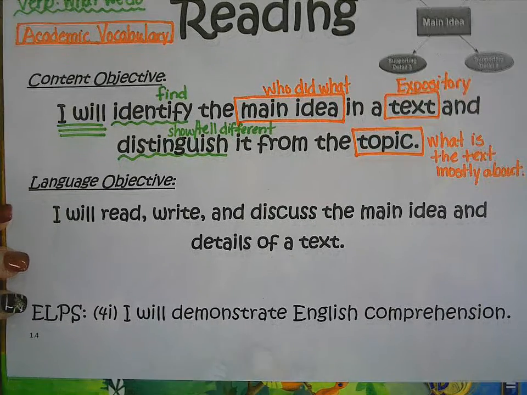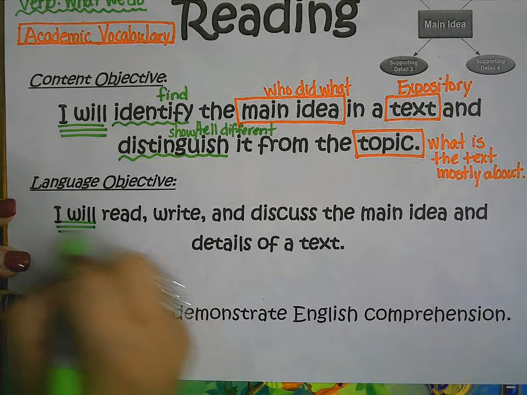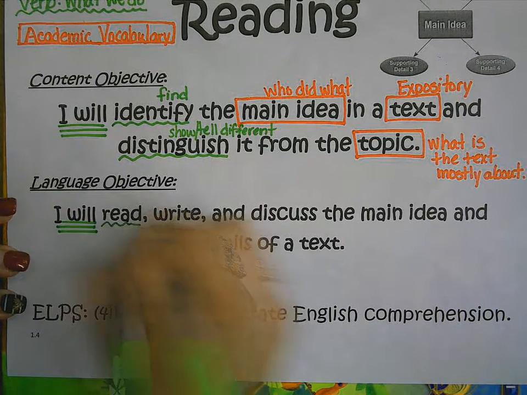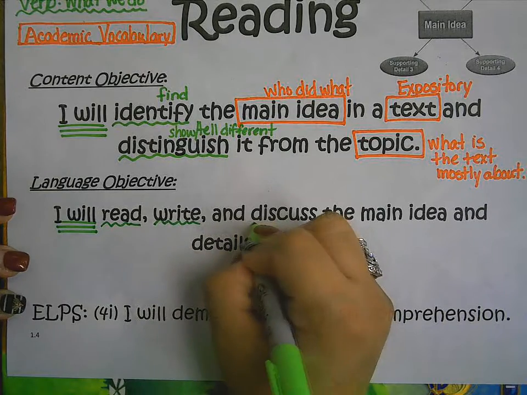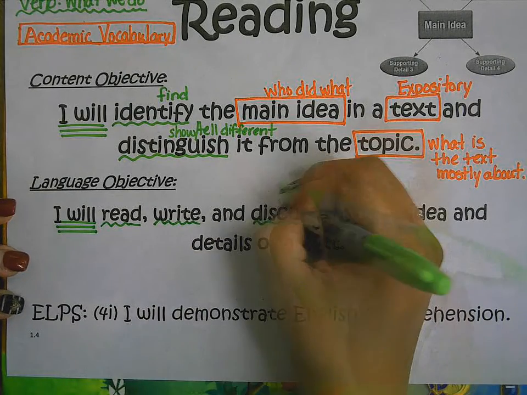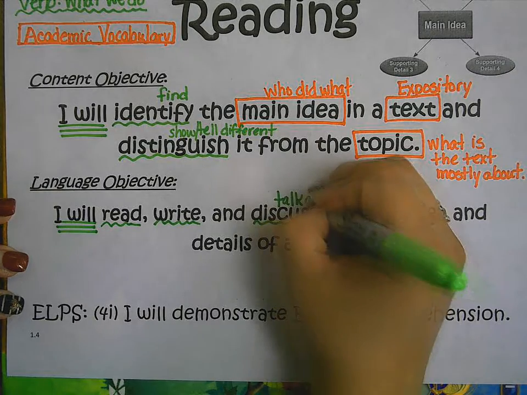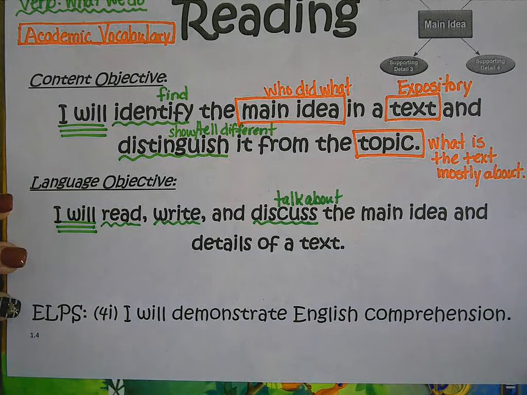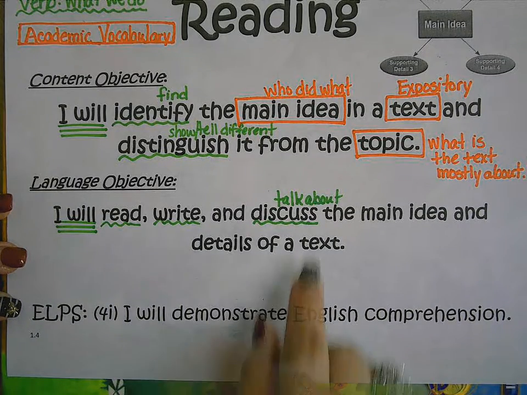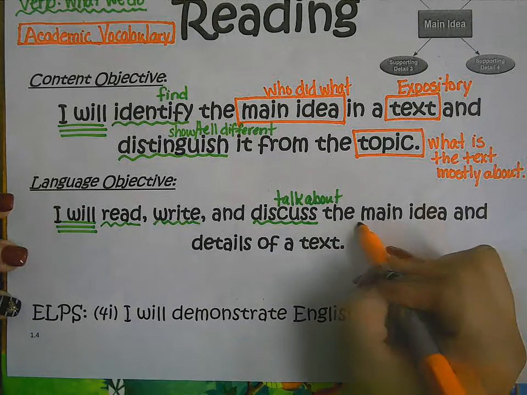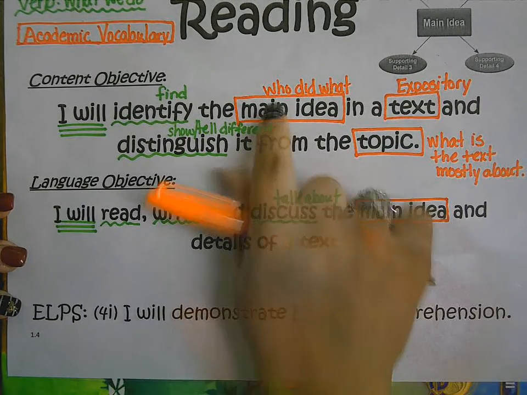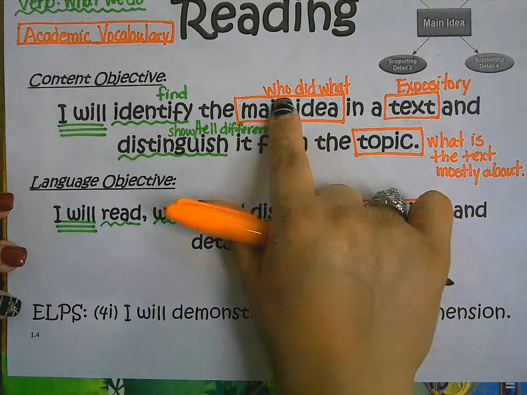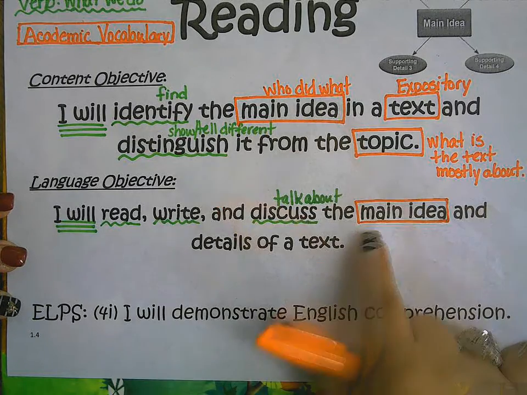Our language objective. I will, that means you, and what is it that you're doing? You will read, you will write, and discuss. Discuss means talk about. I'm not going to go over what read and write mean because you should already know that. The main idea. So again, what is main idea? It is a what? Who did what? Who is the main person and what they did, the main thing.